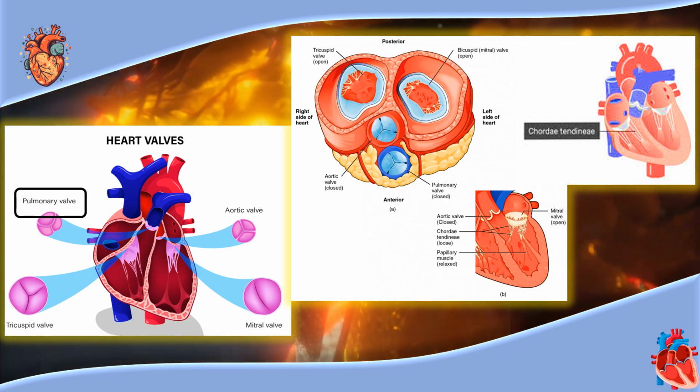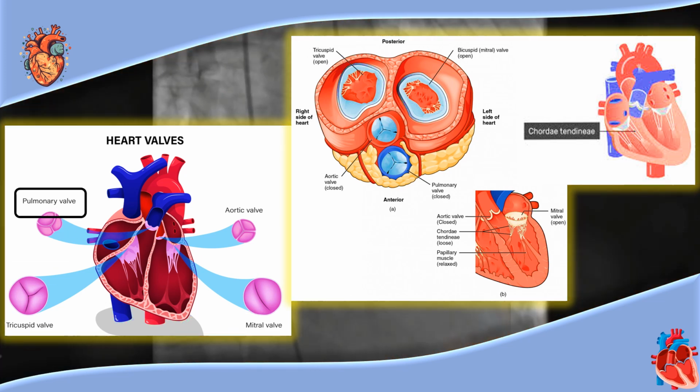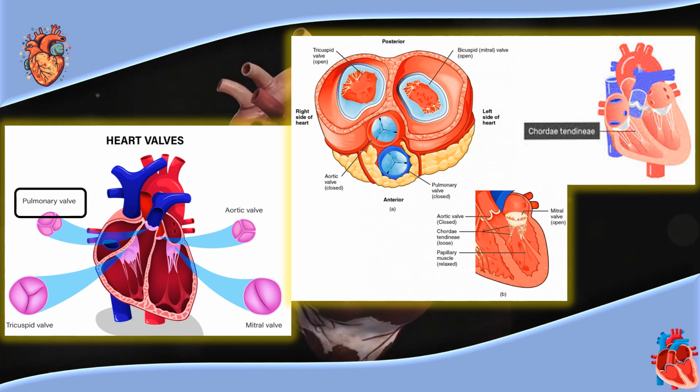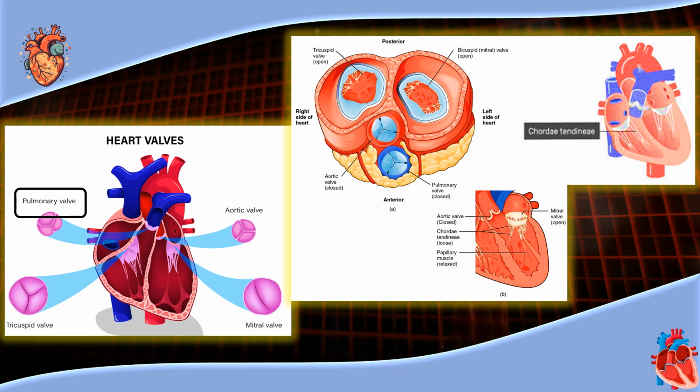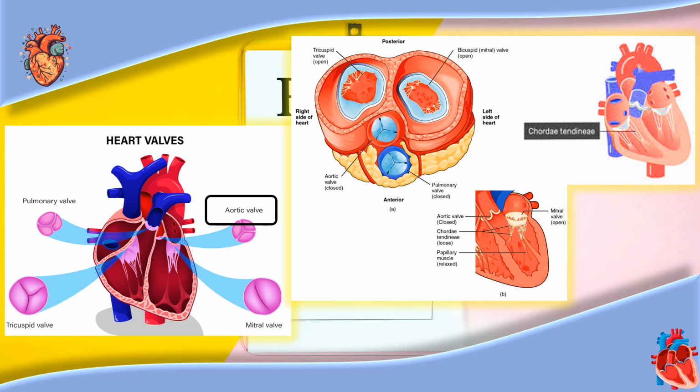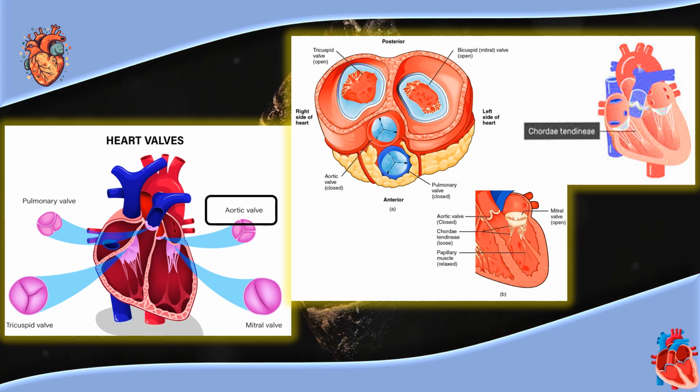This is the pulmonary valve and is present between the right ventricle and pulmonary artery. It regulates blood flow from the right ventricle to the lungs. It also ensures one-way blood flow, preventing backflow into the ventricle. This is the aortic valve and is present between the left ventricle and aorta. It regulates blood flow from the left ventricle to the aorta. It also ensures one-way blood flow, preventing backflow into the ventricle.